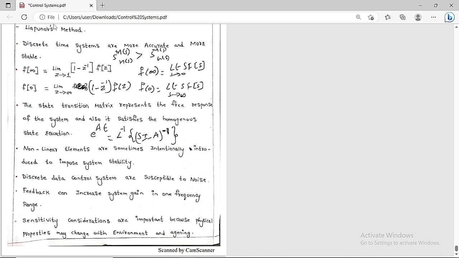So by this lecture, we have successfully completed the control system formulas as well as the important points in a very detailed manner.